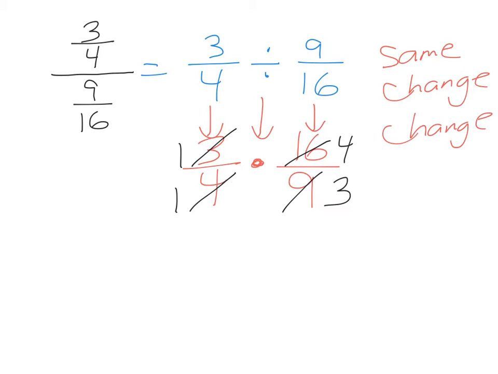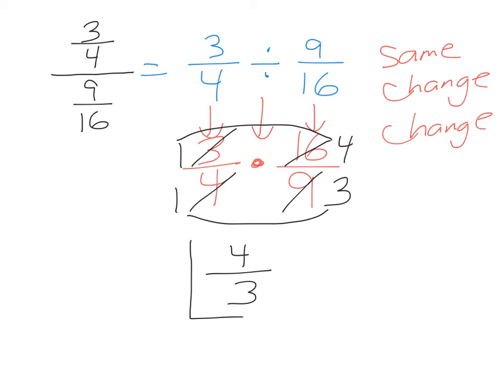Now that I've done all my cross canceling, now I just multiply across. 4 times 1 is 4 over 1 times 3 is 3. And for our purposes, we're going to leave things as improper fractions. So we're going to leave it as 4/3.